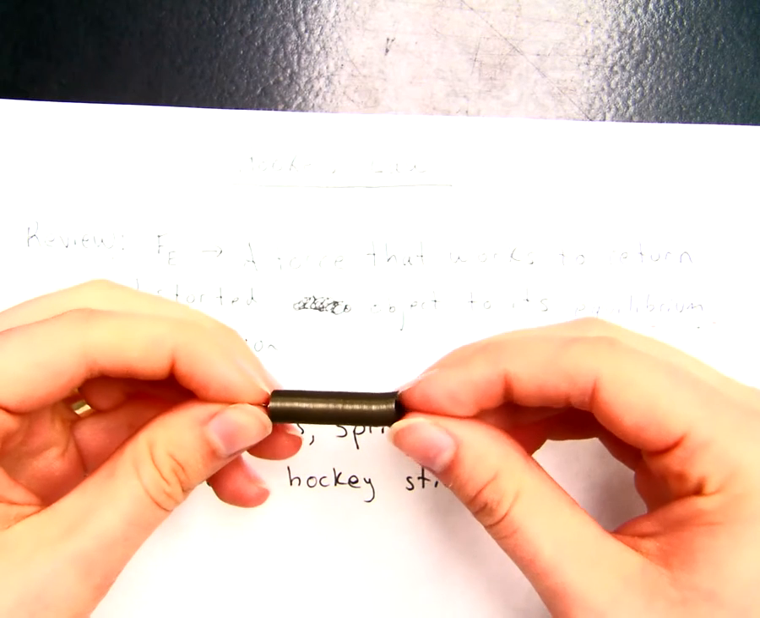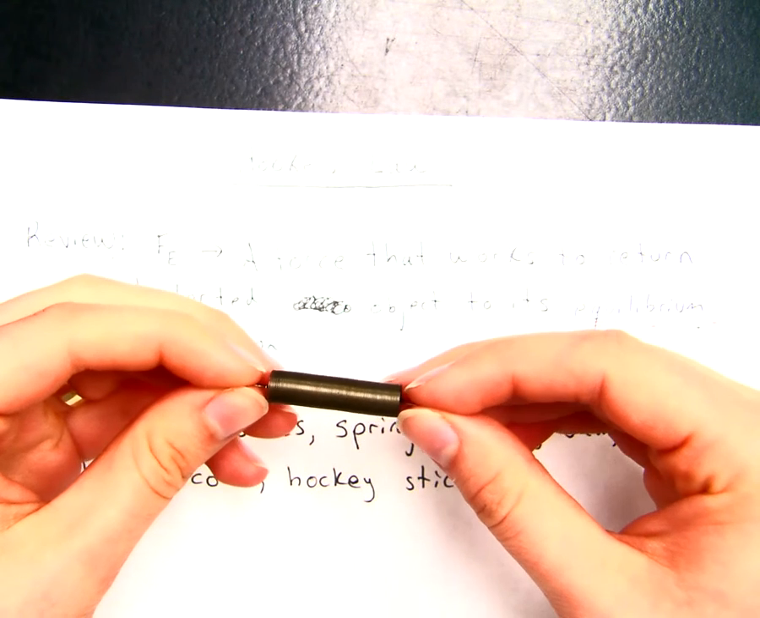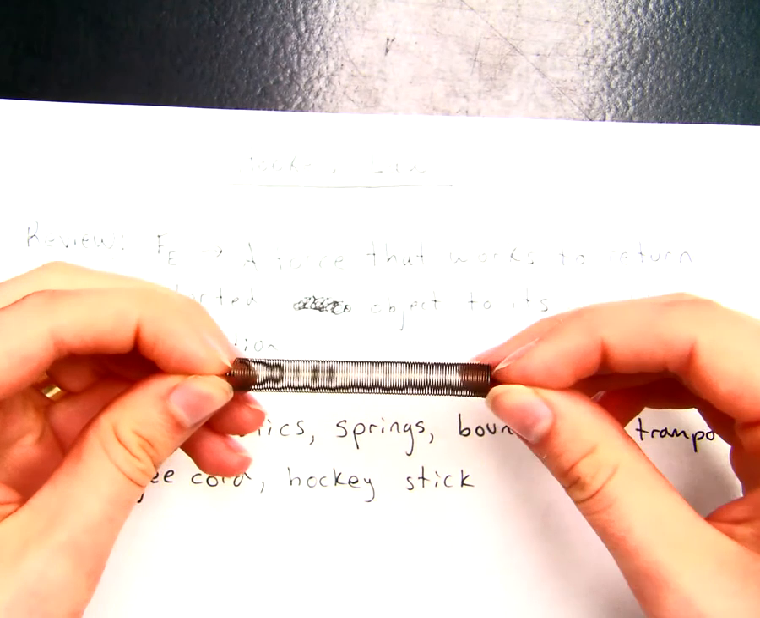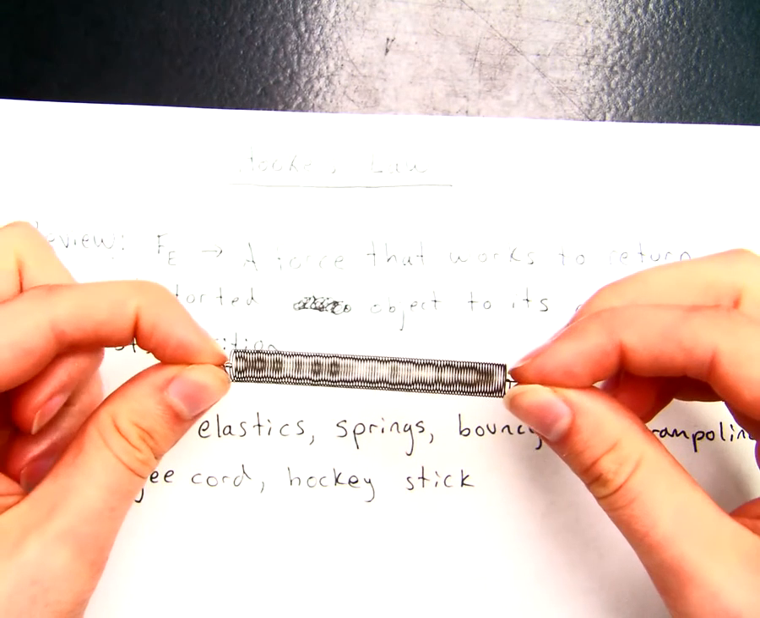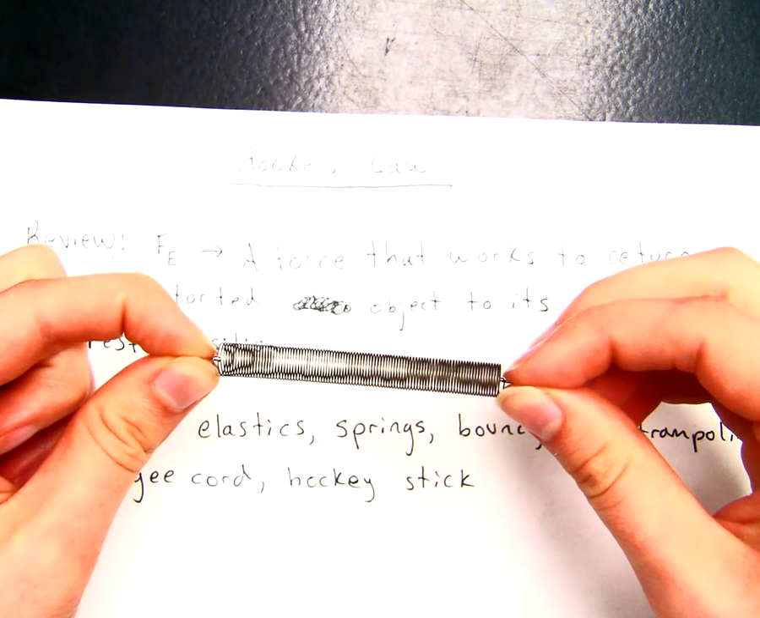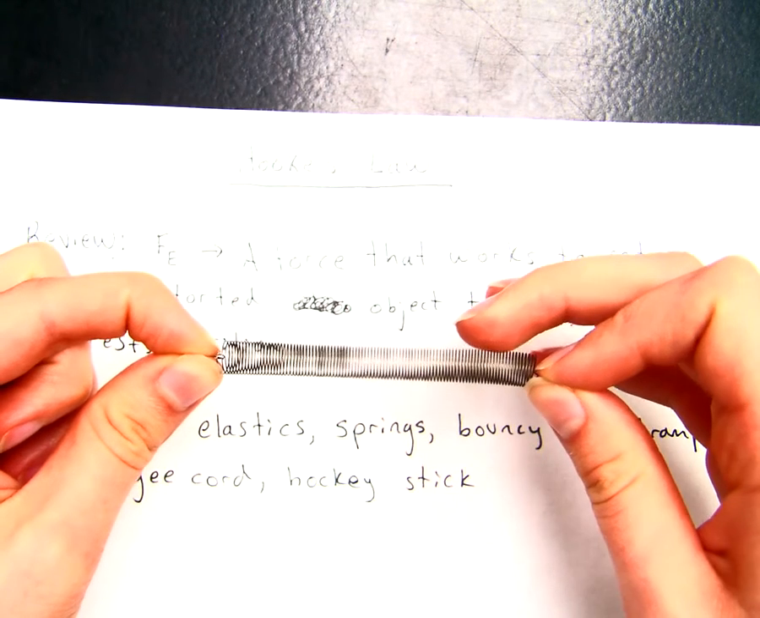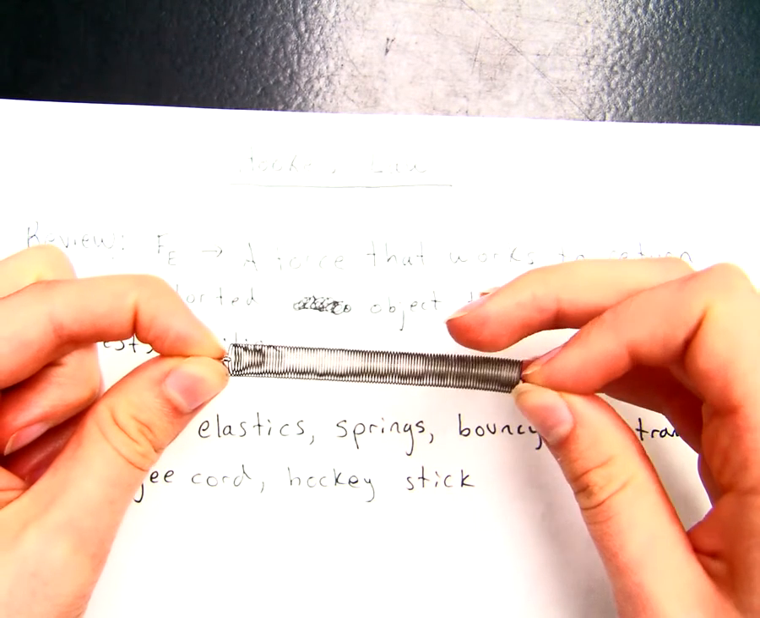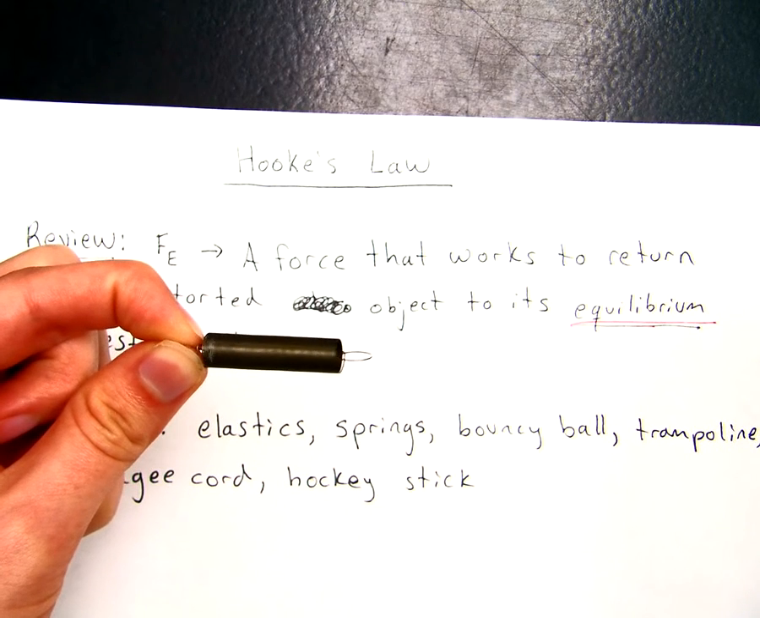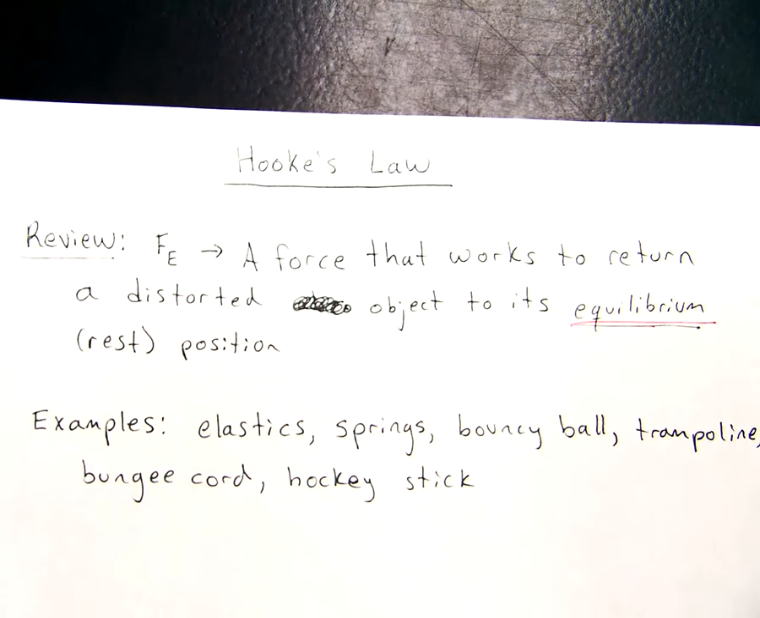So when we talk about an equilibrium position, this is a spring that's in equilibrium position. Then I can provide a force to stretch it out, and the force that's needed to return it back to its equilibrium position is what we call the elastic force. There's a potential force stored inside the springs that will return it back to its original equilibrium position when I let go. So now on to Hooke's law.